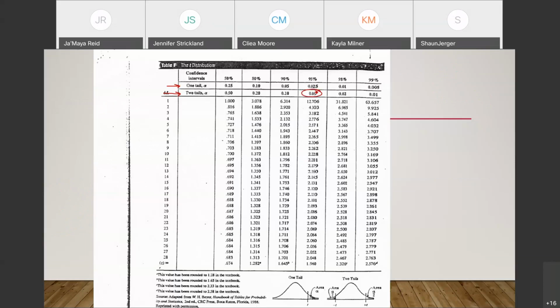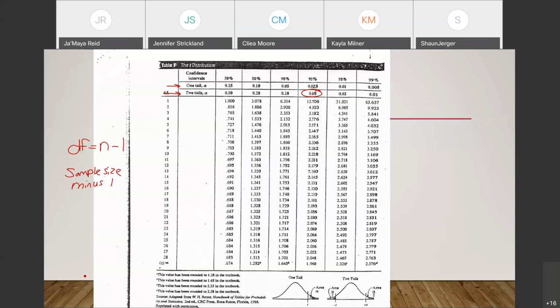Down the side, you see a DF. DF is your sample size minus 1. There's a reason, and I'm not going to explain the reason why it's that way, but that's just the way this table works for us. Sample size minus 1 is what we're going to look up down the side.